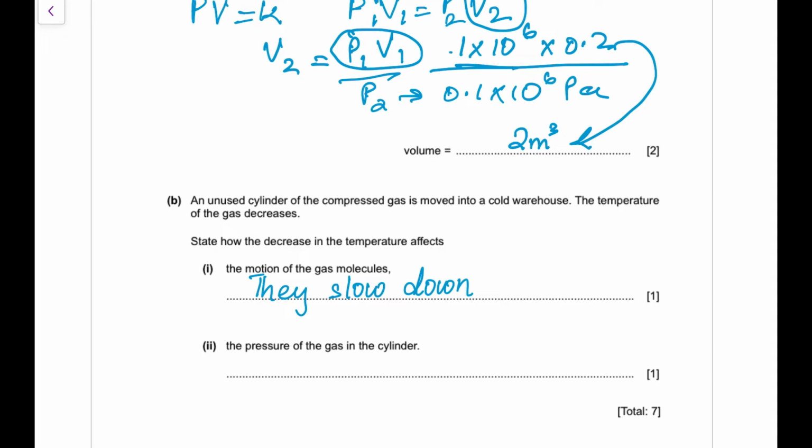Then, state the effect on the pressure of the gas in the cylinder. According to the pressure law, pressure is directly proportional to the temperature of a gas, and so that means if temperature is decreasing, the pressure will also decrease.